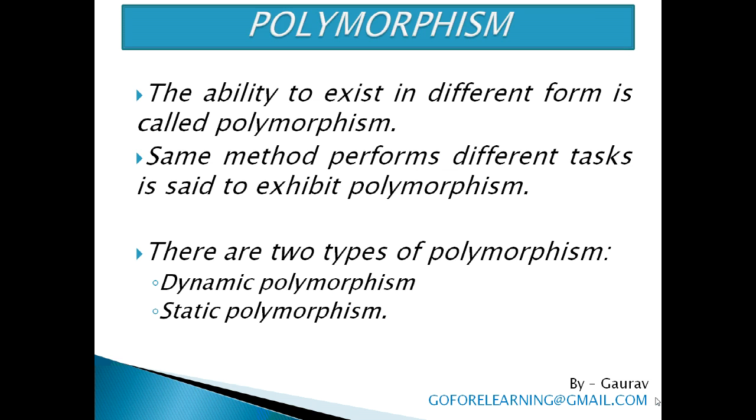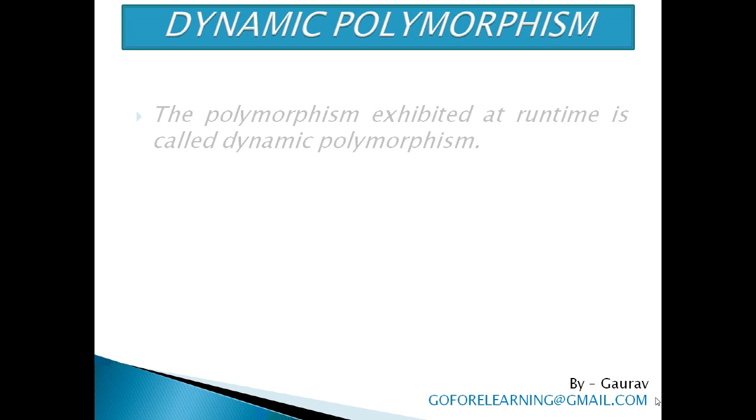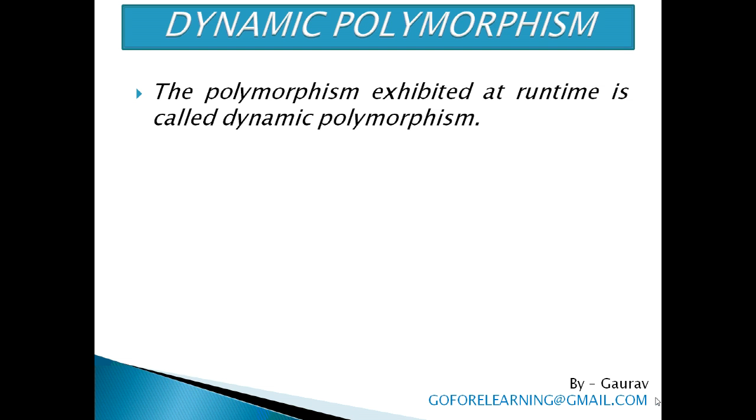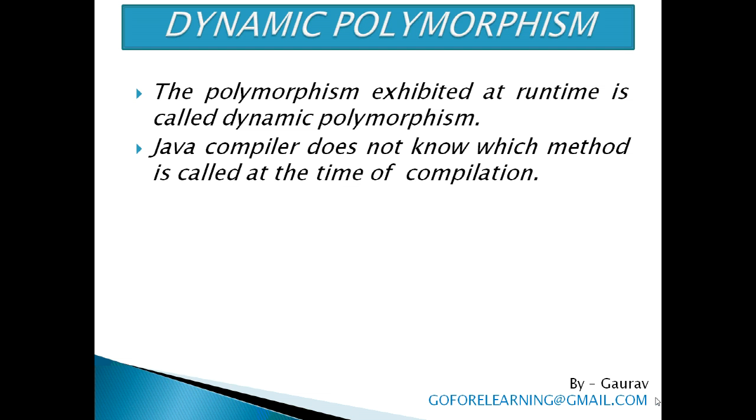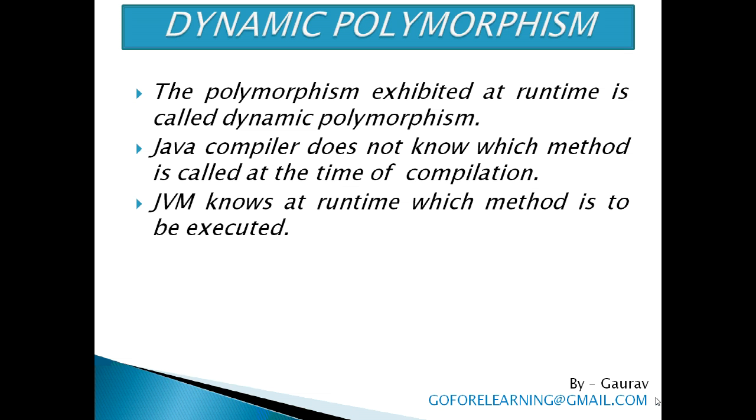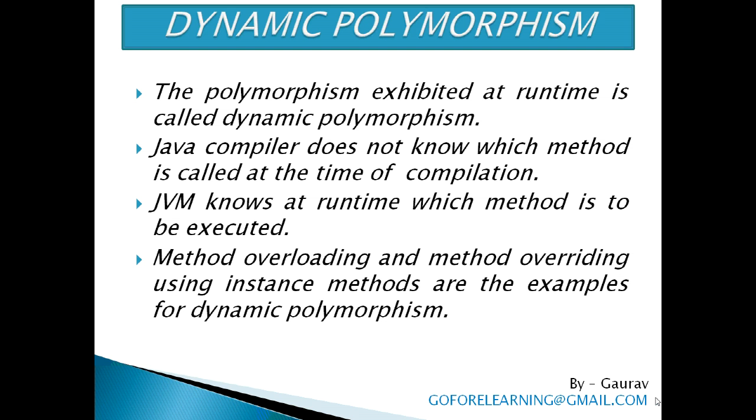First, we'll discuss in detail dynamic polymorphism. The polymorphism exhibited at runtime is called dynamic polymorphism. This means when a method is called, the method call is bound to the method body at the time of running the program, dynamically. In this case, the Java compiler does not know which method is called at the time of compilation. Only the JVM knows at runtime which method is to be executed. Method overloading and method overriding using instance methods are examples of dynamic polymorphism.